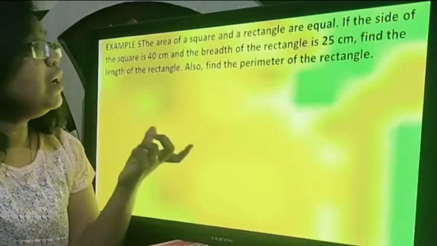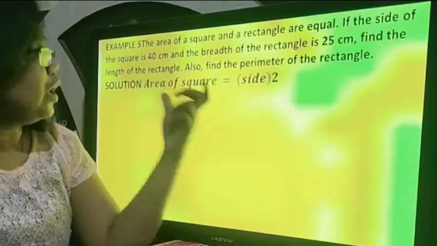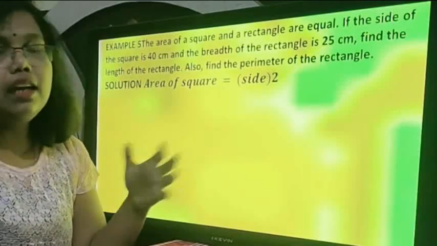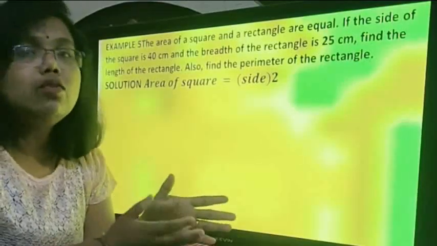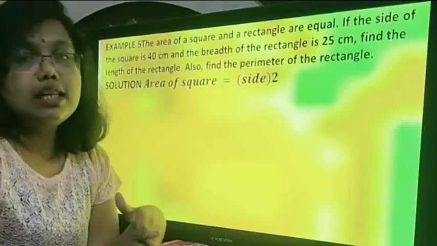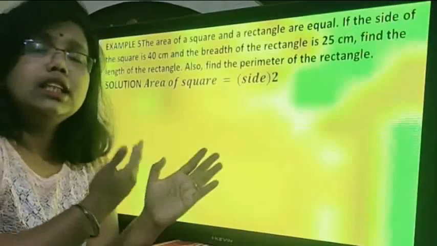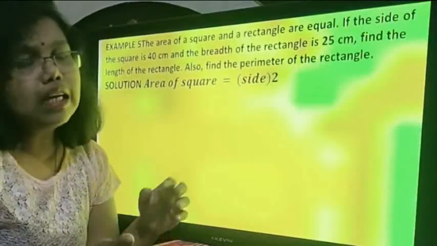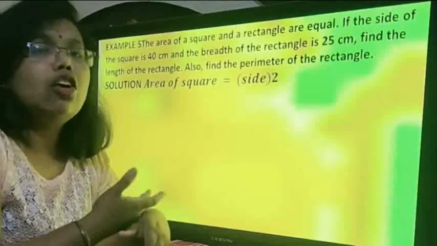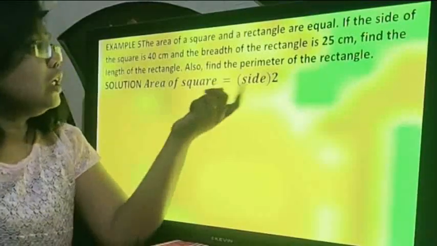Now, what would be our first step? It would be to find the area of the square, which is side square, because we have to have the area of rectangle, and area of rectangle is not given in number. It is just told that area of square and rectangle are equal. So what we would do, we would find the area of square, and since this area of square is equal to the area of rectangle, we put that value which we get for this as area of rectangle and then continue with the solution. So area of square, side square.